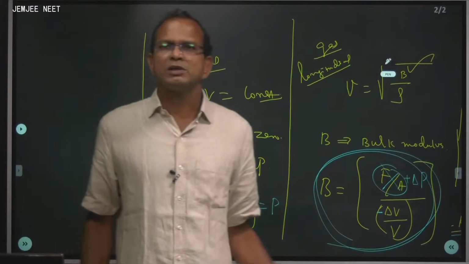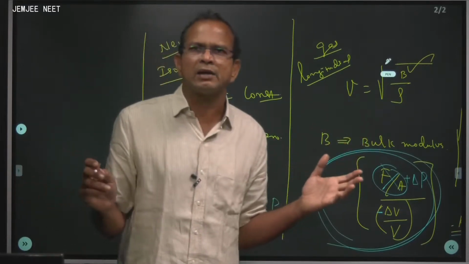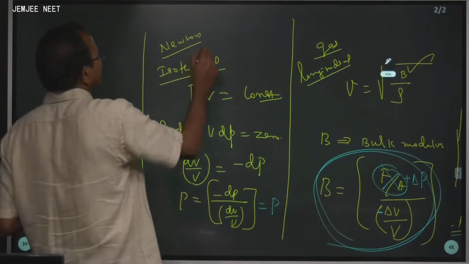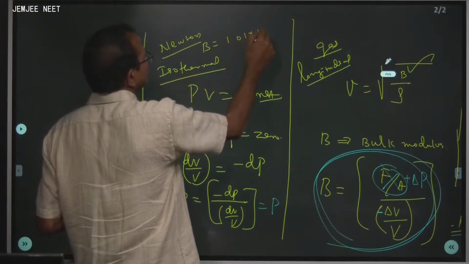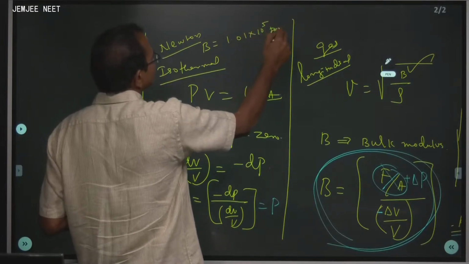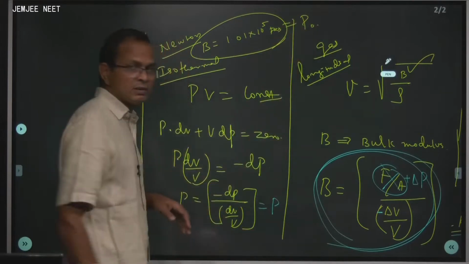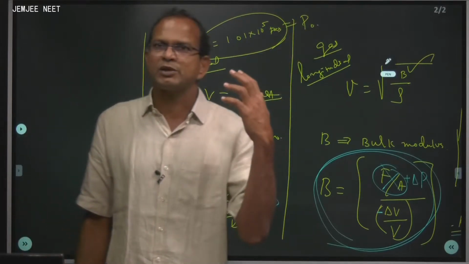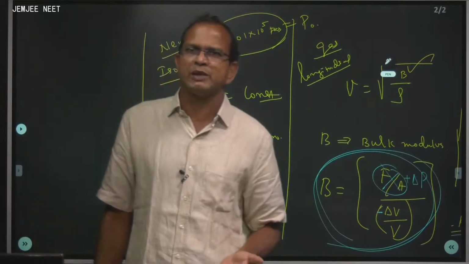So what's the bulk modulus of air now, in the room where I am speaking? The bulk modulus of air is simply given by 1.01 into 10 power 5 Pascal, which is the same as the atmospheric pressure. Sorry, bulk modulus is the atmospheric pressure. Got it or not?